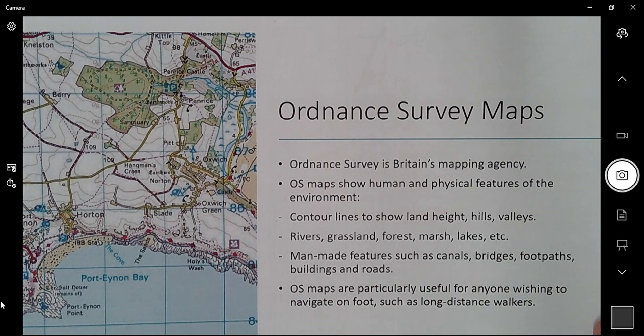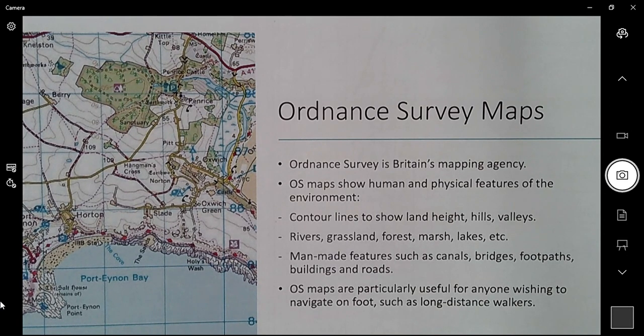These maps, Ordnance Survey maps, or OS for short, are particularly useful for anyone wishing to navigate on foot, such as long distance walkers. So if you go out to the countryside and you plan on a long walk and you're not really familiar with the place, especially if you're on holidays, you might go into a bookshop or a newsagent or an information centre, and you might buy an Ordnance Survey map of that area to help you navigate where you are going and to get a better understanding of the area, what facilities are near you, what places you need to avoid, what's hilly, what's mountainous, and so on. So that is the point of an Ordnance Survey map, as I've just outlined.